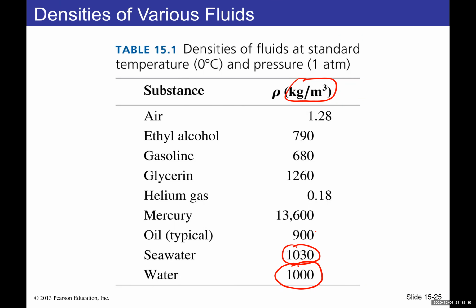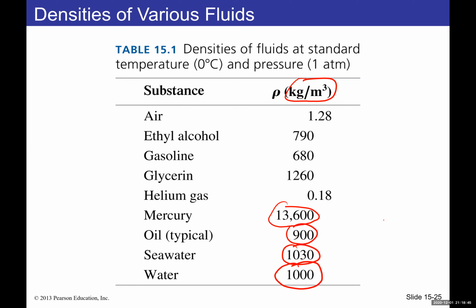Oil is 900 kilograms per cubic meter, and later on we're going to see that this becomes an important factor in seeing whether the oil will float or sink when you mix water and oil. Mercury is something that also can be useful, though not necessarily something you need to memorize.